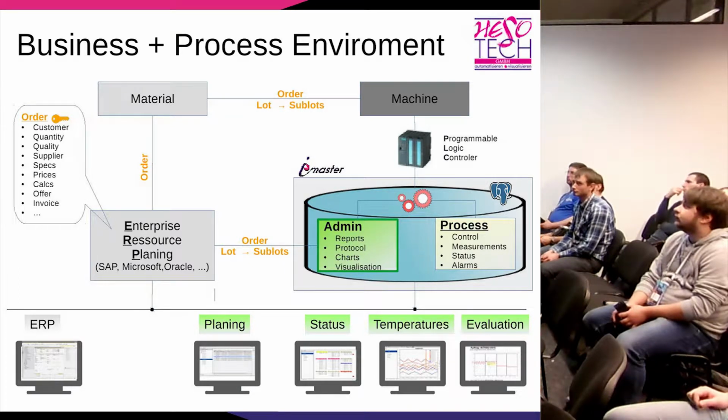That is the database, Postgres. We have to manage the process. I described that. And we have to do the administration of all these things. And that is what I want to speak about today. What has to be done from the office is the planning, the current status, the temperatures online, the alarms, and doing the evaluation. And the business guys are doing the ERP system, and so it has to flow from this to that.